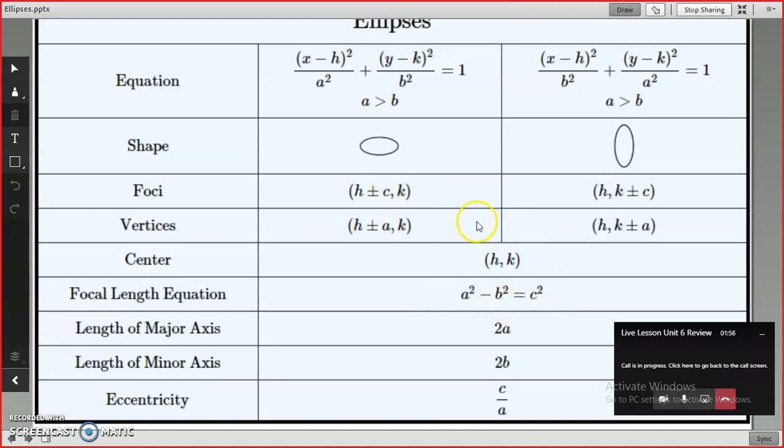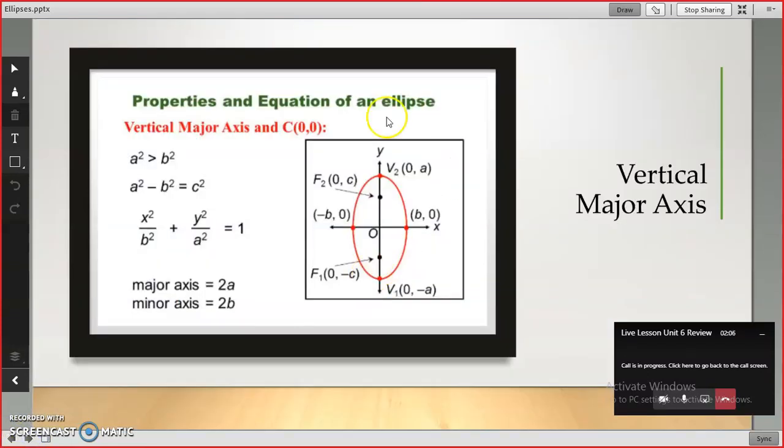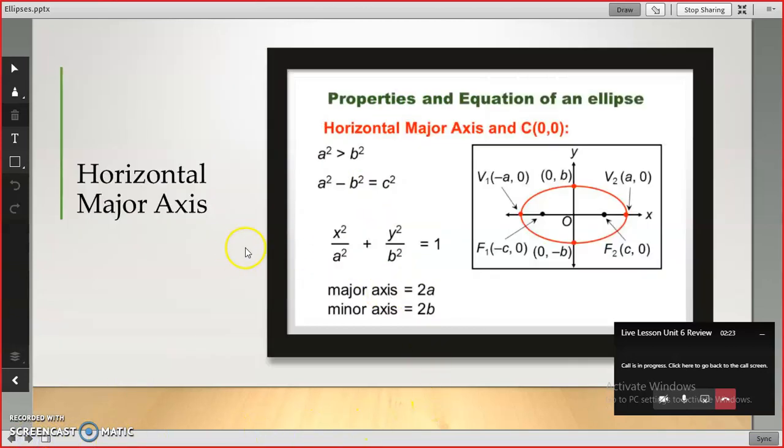Here are the vertices, and we're going to go ahead and do some examples. This is not a full lesson, this is just example problems. So if you have questions regarding that, please feel free to ask. All right. Also, again, wanted to show you a couple more pictures. I forgot that I had all these pictures in here. So here again are the major axes, and when it's a vertical major axis, this is what the ellipse looks like. And when it's a horizontal, this is what the ellipse looks like.